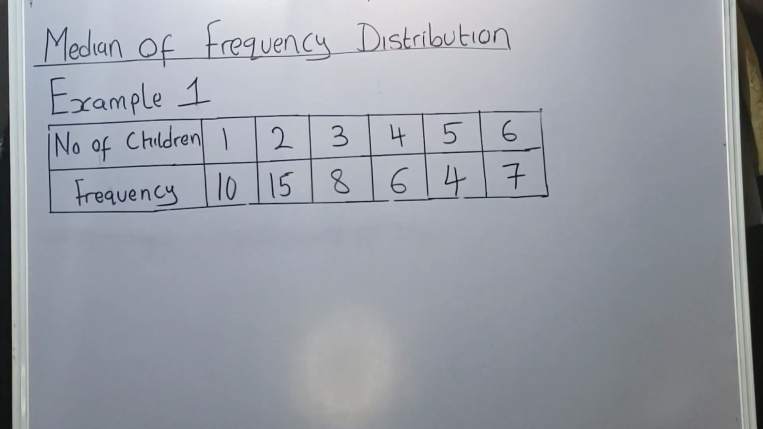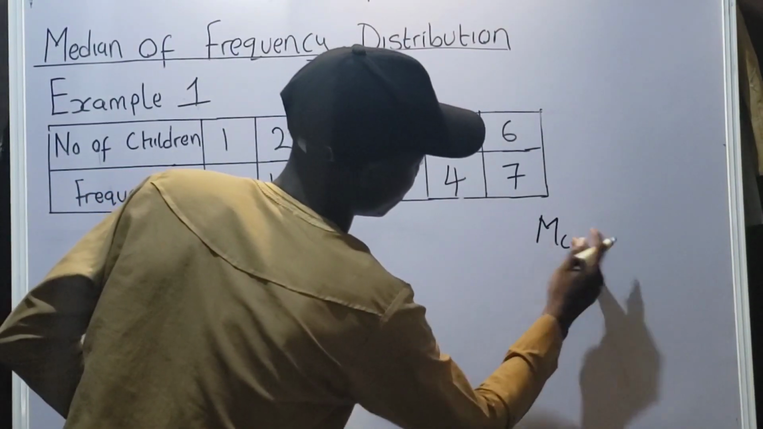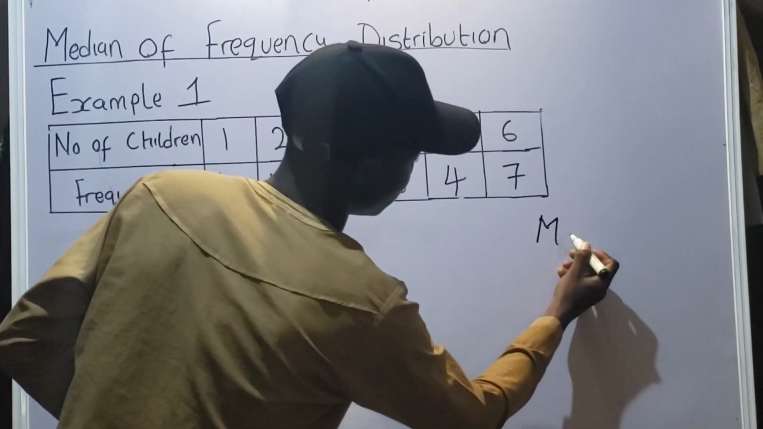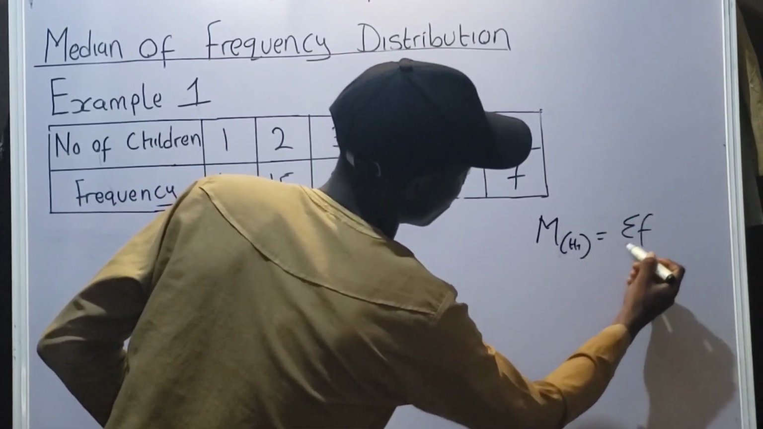In order to determine the position of the median class, we need to know whether the total number of elements or values in our frequency distribution is even or odd. If the total number is even, we are going to use this formula to determine the position of our median class. Let me put it: the median position is summation f all over 2.